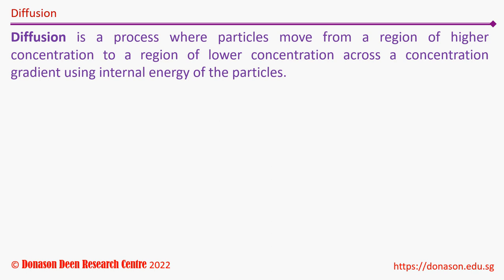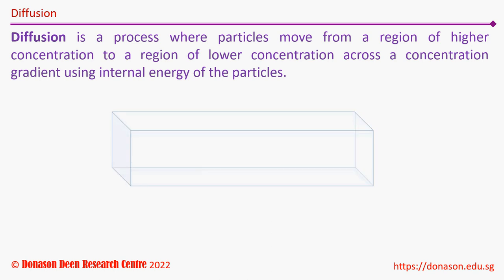It's a process where the particles move from a region of higher concentration. It's always from a region where there is a huge number of such particles, that's what we call a region of higher concentration, to a region of lower concentration where you can find less of that particle. And across a concentration gradient, of course, if you move from the higher concentration to lower concentration, there's a concentration gradient, and that is using the internal energy of the particles.